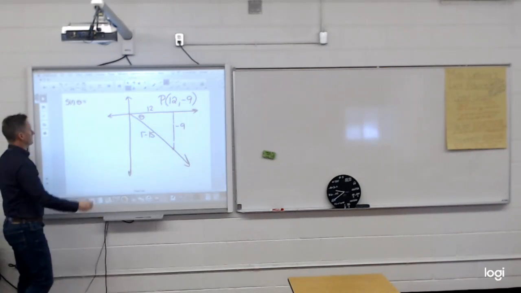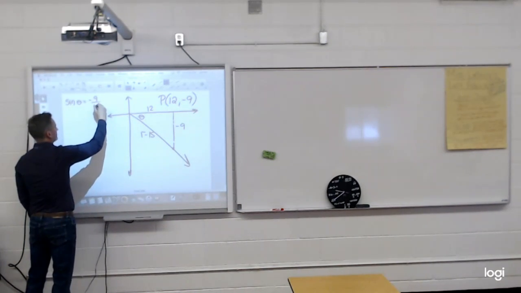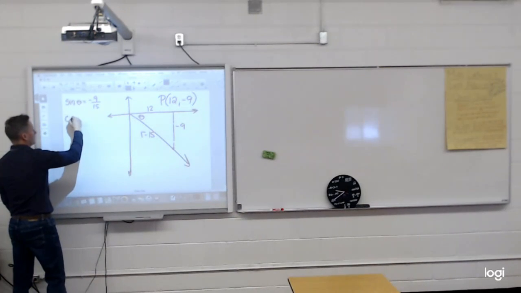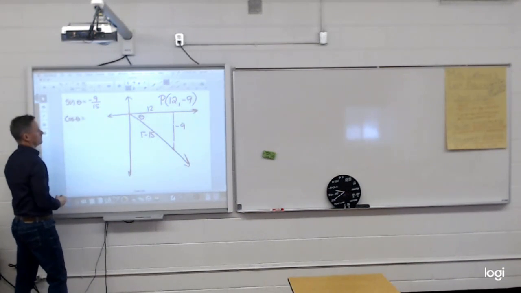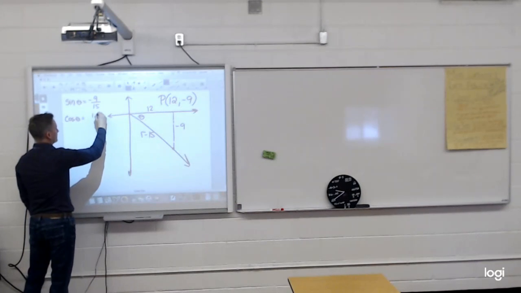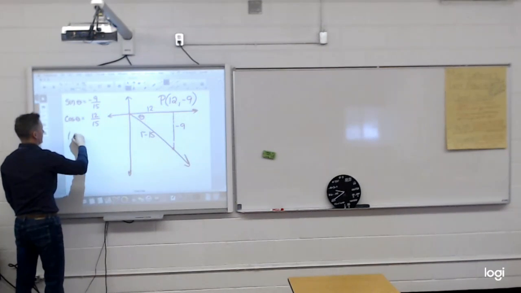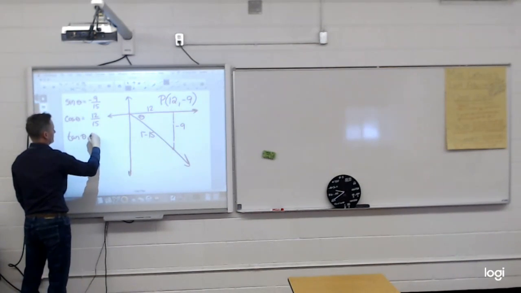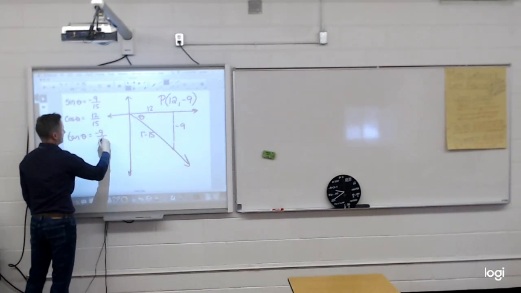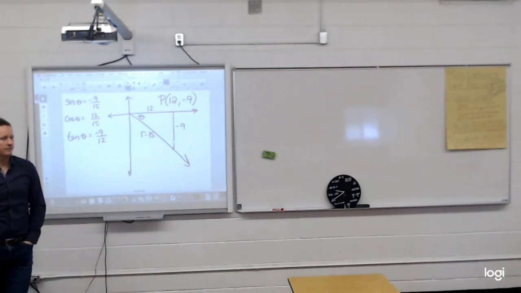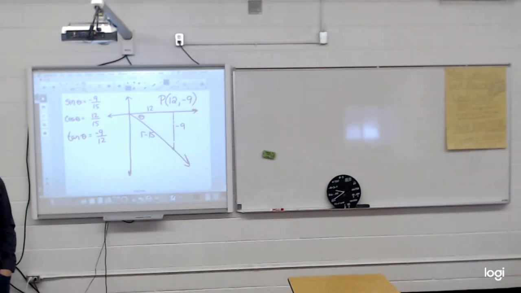Nine over 15. Done. That's it. You're absolutely right. What's the cos of theta in this question? 12 over 15. And what's the tan of theta? Negative 9 over 12. And I'm done. That's all it wants you to do. Find the trig ratios from that.